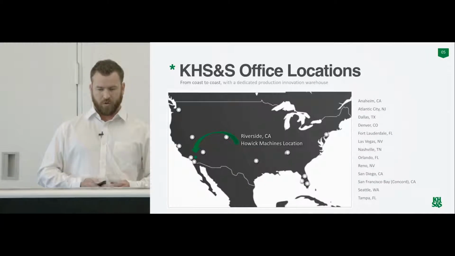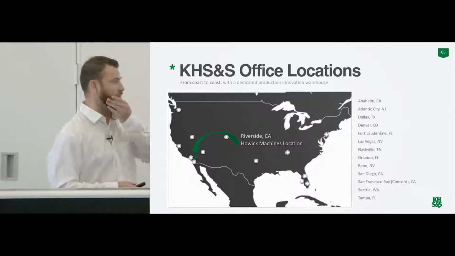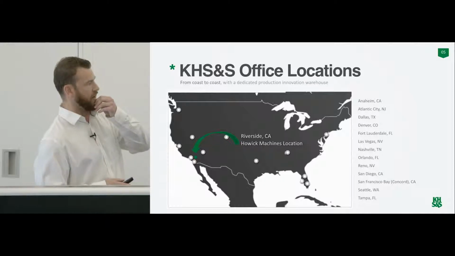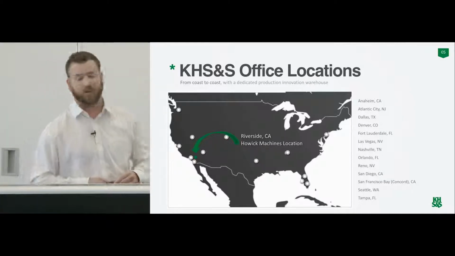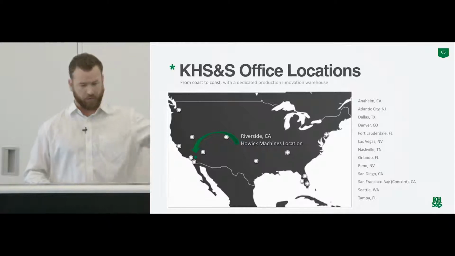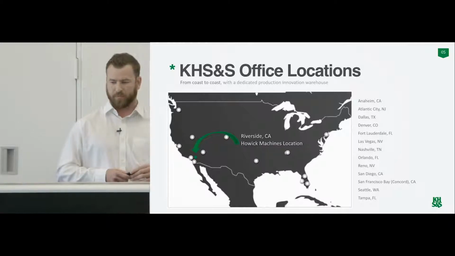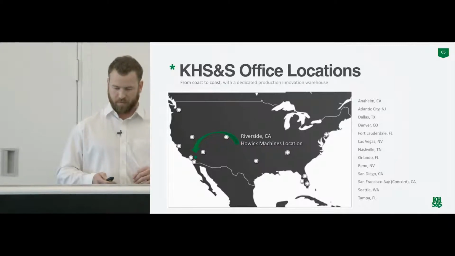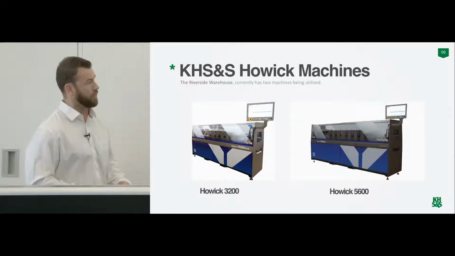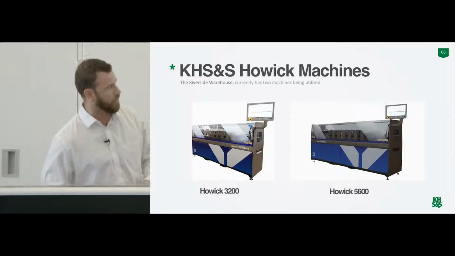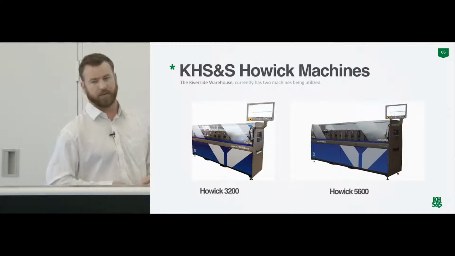So quick little office locations. Our home office for West Coast operations is in Anaheim, and then it's no surprise that the Howick machines live about 20 miles from our office, so close by. It's a good location. We're able to ship parts. We're currently making panels, delivering to a project in Northern California, so we're able to send those out pretty easily. You already know all about the 3200 and the 5600, so Tom did a good job explaining that stuff. Those are the machines that we bought. We're using them every day, so they're definitely getting their workout.